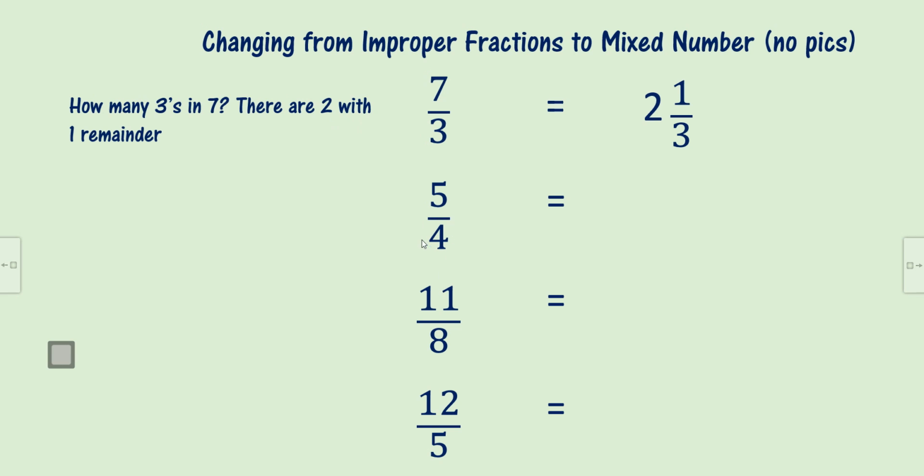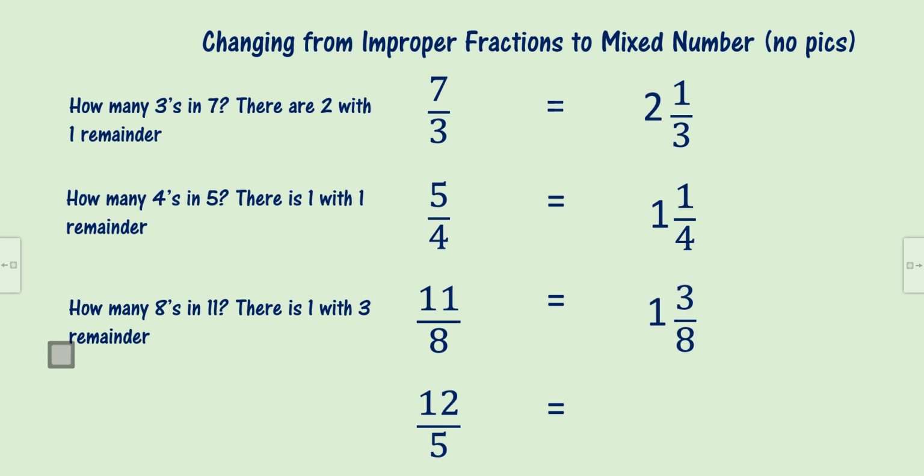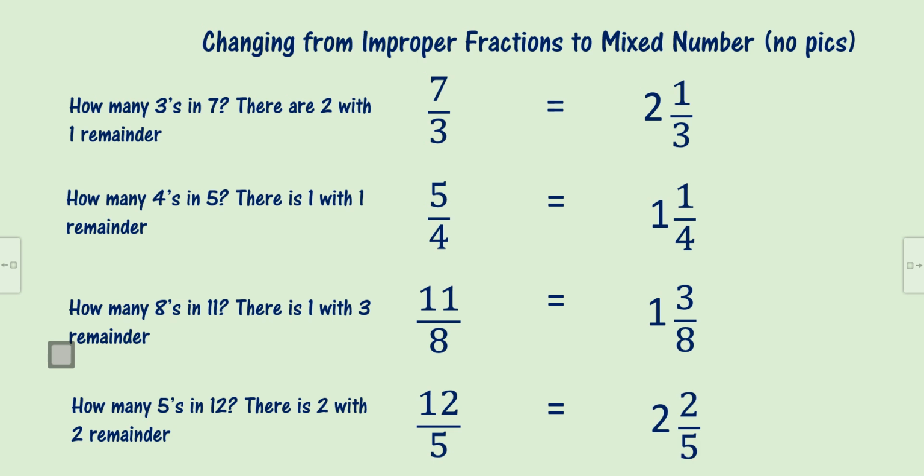So you're seeing how many 4s we get out of 5. We can get 1 with 1 remainder. So it would be 1 1/4. How many 8s in 11? 1 with 3 remainder. 1 3/8. And finally, how many 5s in 12? 2 with 2 remainder. So it equals 2 2/5.